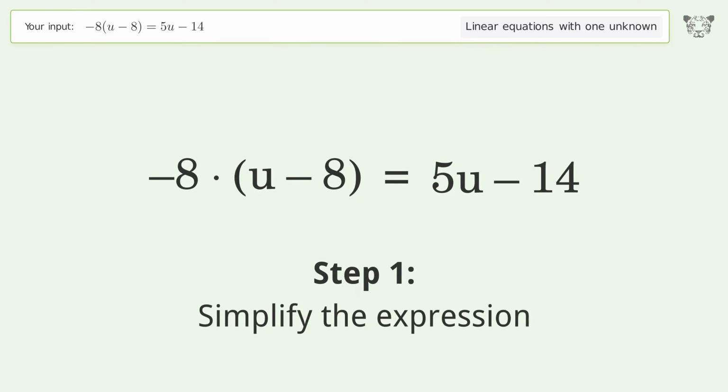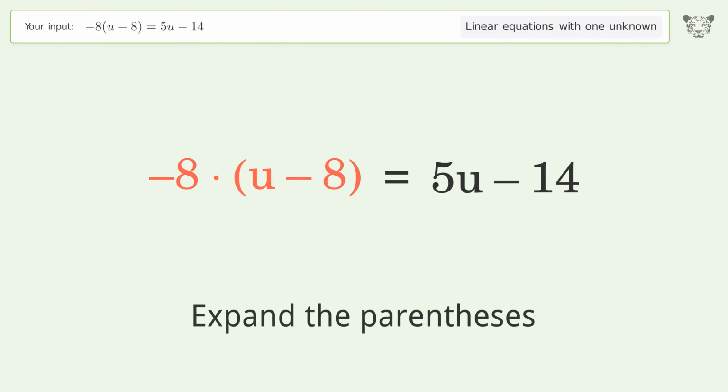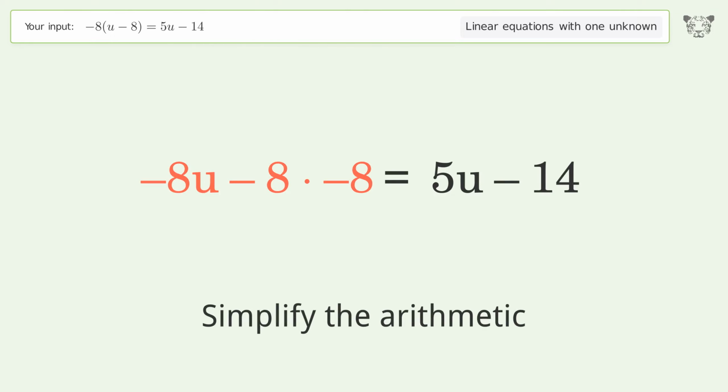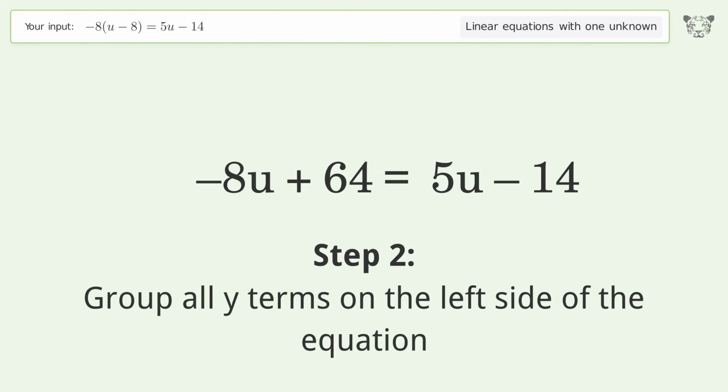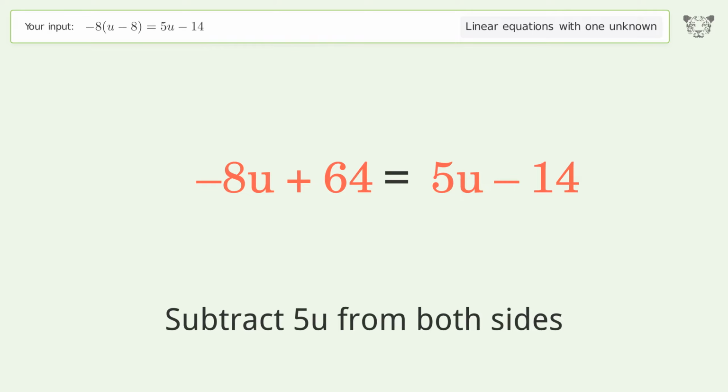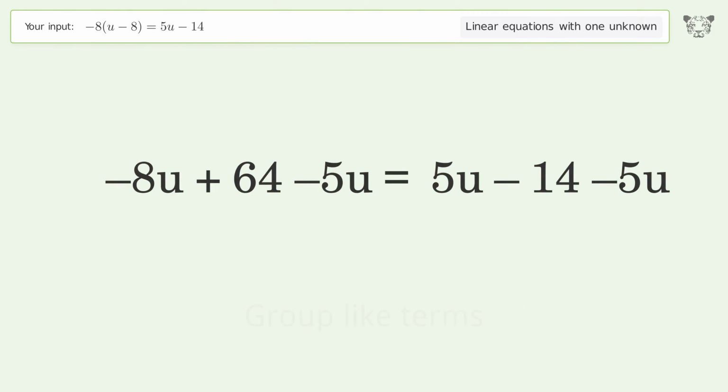Simplify the expression. Expand the parentheses. Simplify the arithmetic. Group all y terms on the left side of the equation. Subtract 5u from both sides. Group like terms.